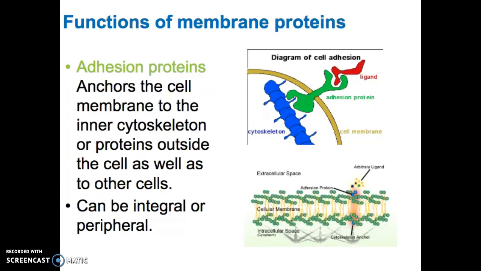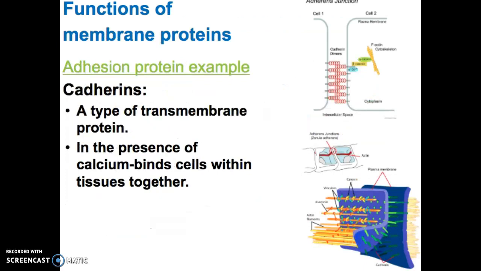We also have adhesion proteins. What these do is they anchor the cell to the inner cytoskeleton or proteins outside of the cell, as well as to other cells. So sometimes we need to anchor cells together, and that's what anchor proteins will do. These can be either integral or peripheral. An example of this is cadherins. It's a transmembrane protein, and what it does is when there's calcium, it will bind cells within tissues together to deliver that calcium. Okay.